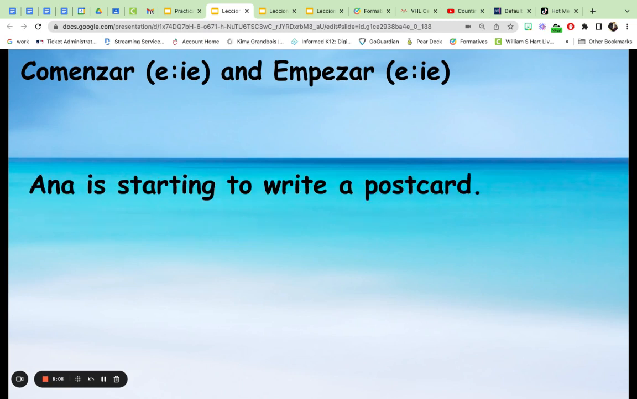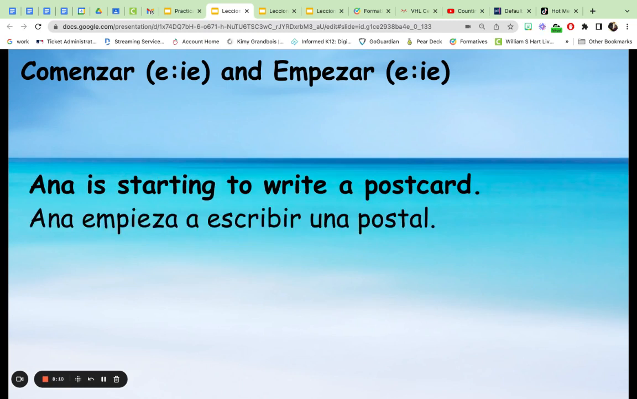Ana is starting to write a postcard. Ana empieza a escribir una postal. Some of you may be wondering, well, it says is. Where's the is in here? Remember, we put it in the present tense.